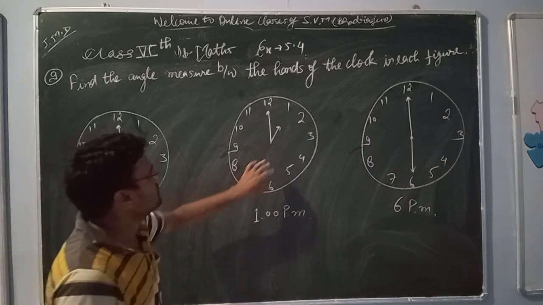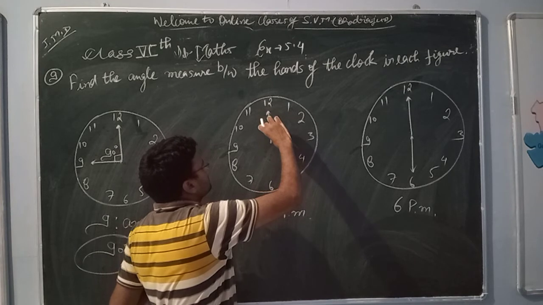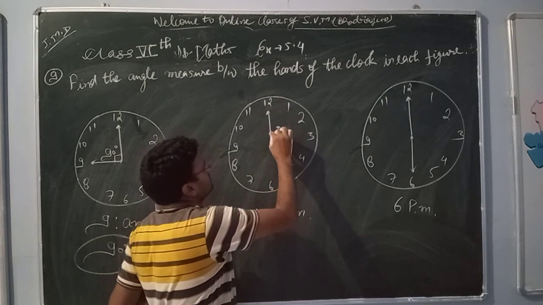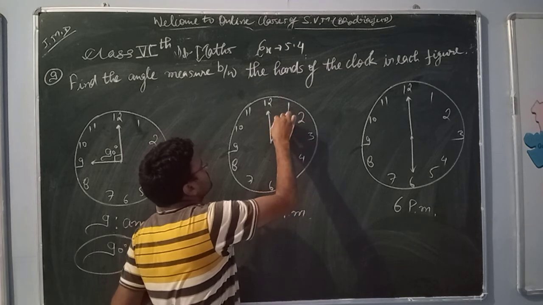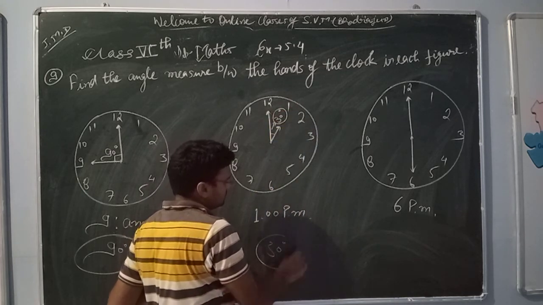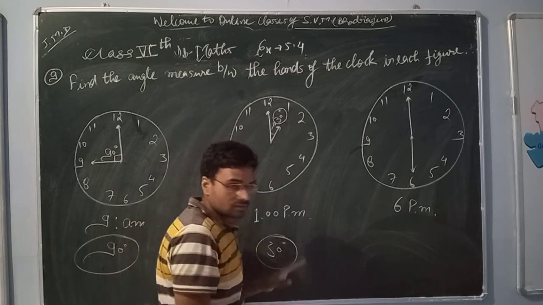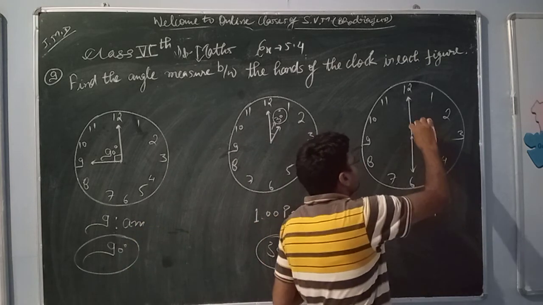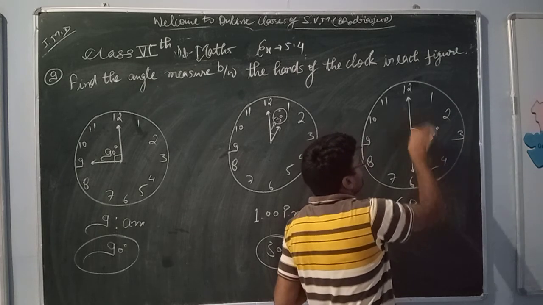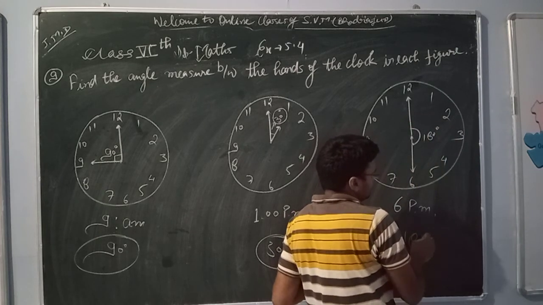Good. Okay, here three parts are there. This is 30, this is 30, and this is 30. Then only it will make a 90. So this angle is of 30 degrees. Okay, so our answer is 30 degrees in this position. And in this position it is very clear that the answer is 180 degrees.